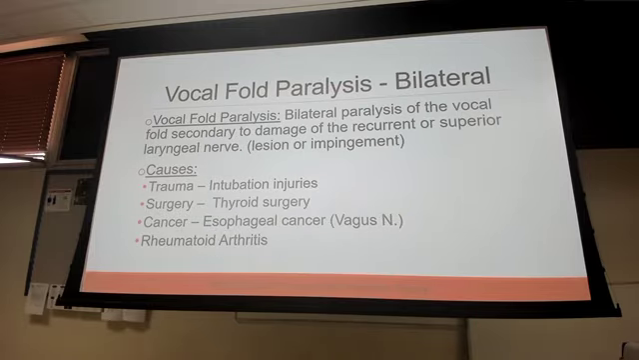Now for bilateral, essentially it's the same thing, except instead of one vocal fold being paralyzed, it's two. Both causes are generally the same: intubation, thyroid surgery, parathyroid surgery, esophageal cancer, and then also thinking about how close in relationship the esophagus is to the larynx. So if they have a cancer, if they have a tumor, it's pressing on that vagus nerve or the recurrent nerve, laryngeal branches of the vagus nerve.